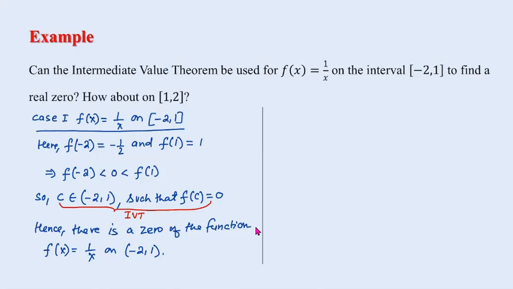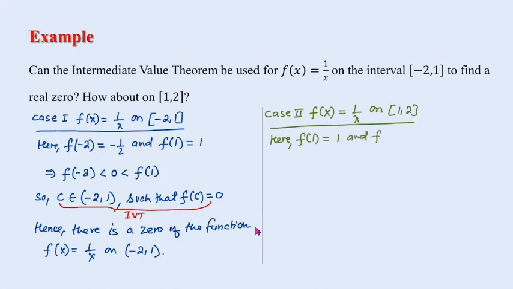Case 2 now. Case 2, f of x equal to 1 over x on the interval from 1 to 2. So let's see whether we can find a 0 on that interval for the function, or whether we can use the intermediate value theorem to confirm a 0. So here, if we want to find the value of the function at 1, it will be 1. And if you want to find the value of the function at 2, it will be 1 over 2.